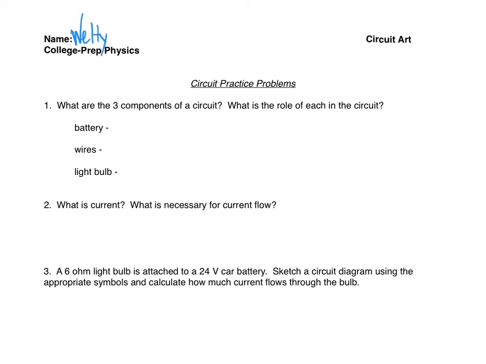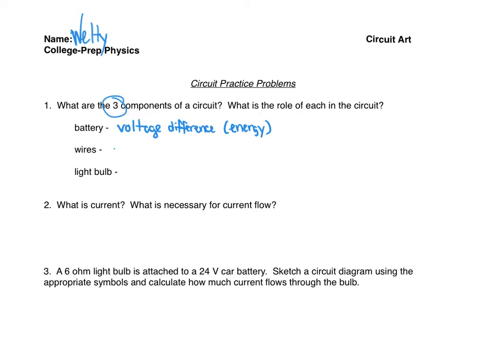All right, so first question is, what are the three components of a circuit and what is the role of each? So battery, that's going to provide the voltage difference for our circuit so that charge can flow, or current can flow, right? Also known as the energy, right? This is going to give the charges energy so they can go around and around our circuit.